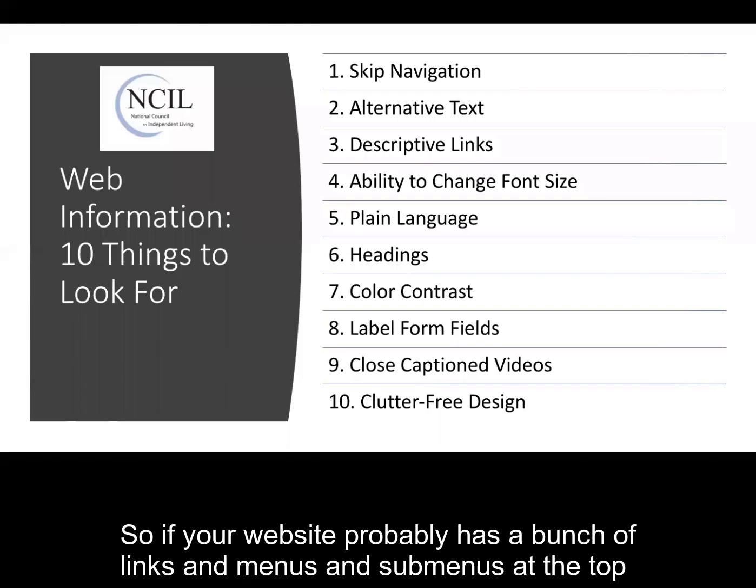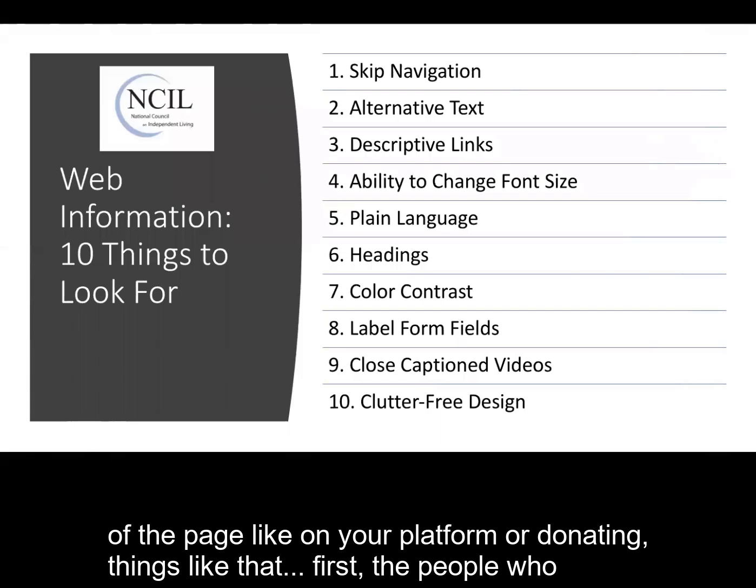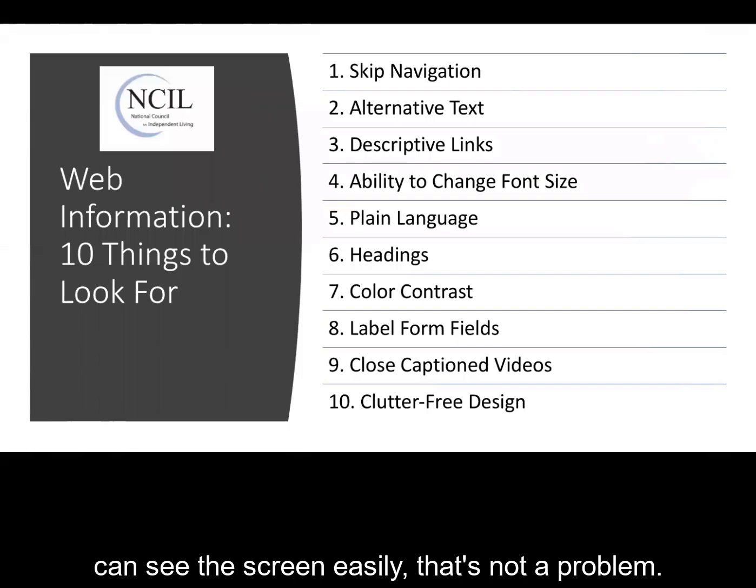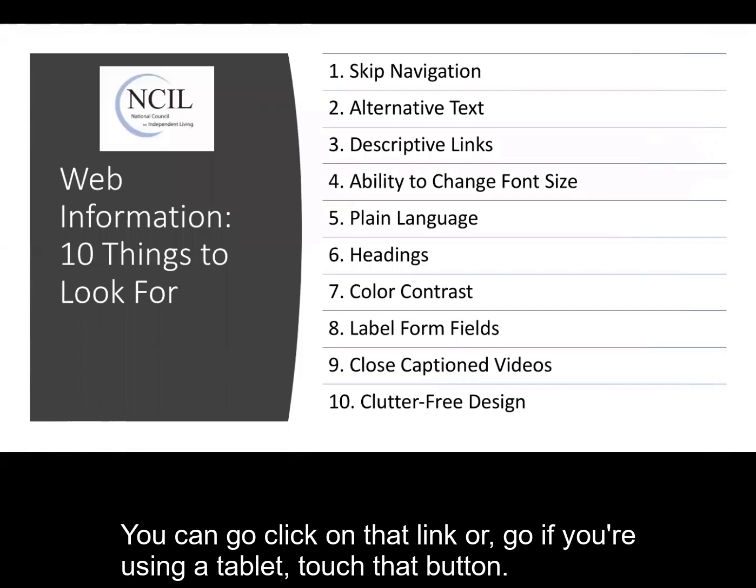So if your website probably has a bunch of links and menus and submenus at the top of the page, like on your platform or donating, things like that. For people who can see the screen easily, that's not a problem. You can go click on that link, or if you're using a tablet, touch that button.